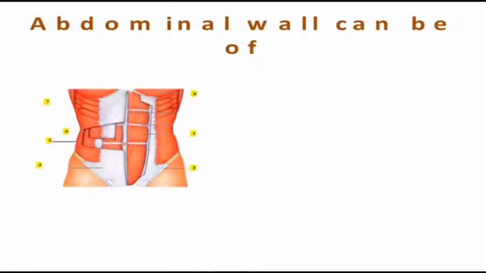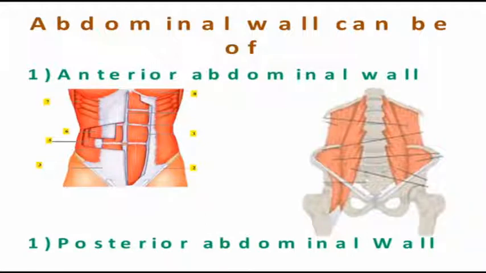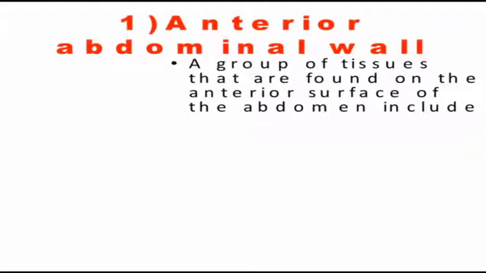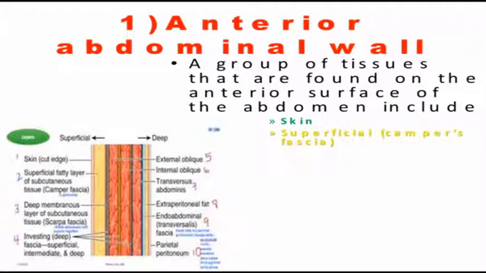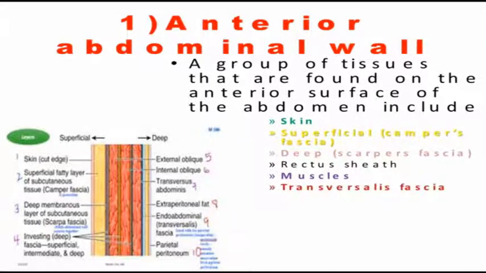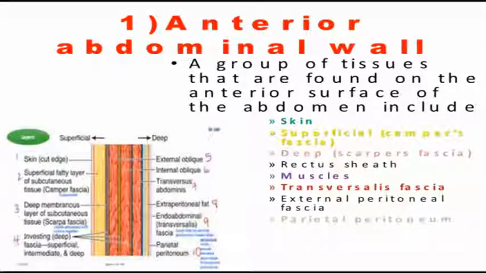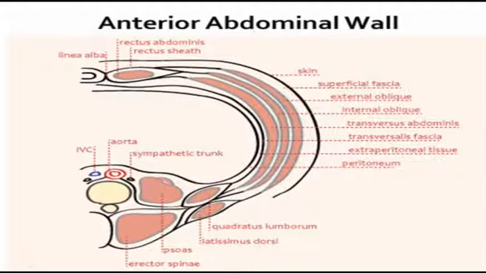So now the abdominal wall can be the anterior abdominal wall and the posterior abdominal wall. First of all, we will start with the anterior abdominal wall, which is a group of tissues found on the anterior surface of the abdomen, including the skin, the superficial fascia, which is also called Camper's fascia, and the deep fascia, which is also called Scarpa's fascia, the rectus sheath, the muscles, the transversalis fascia, the extraperitoneal fat, and the peritoneal layer, the parietal peritoneum. So these are the structures, as you can see, from anterior to posterior, the skin and all these structures.